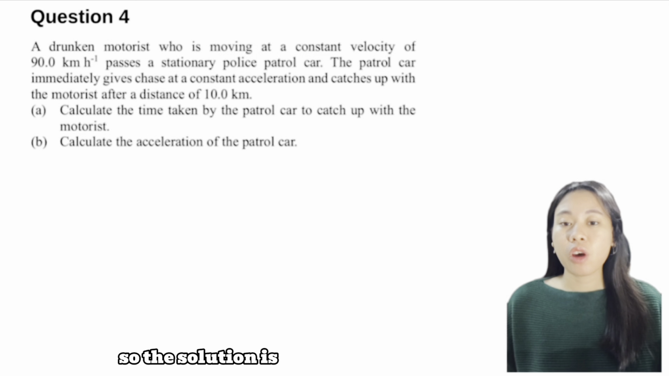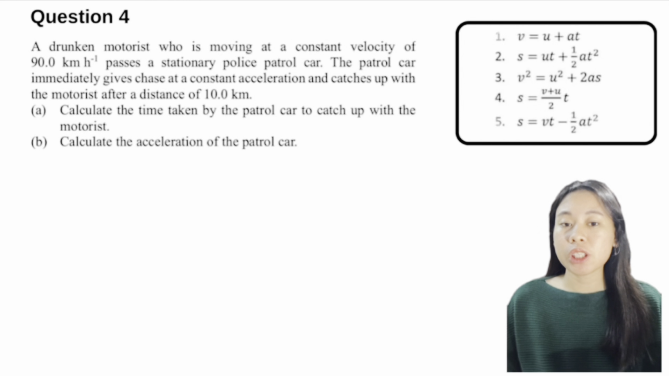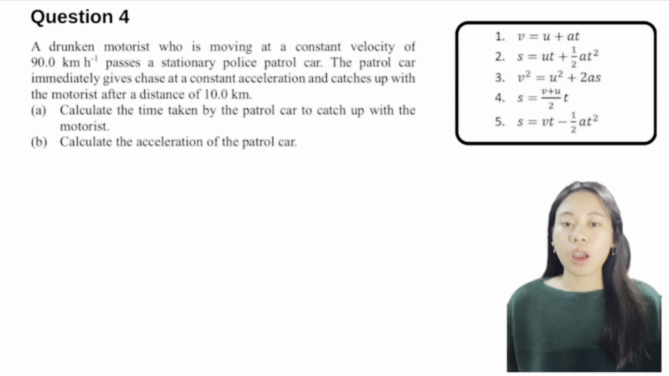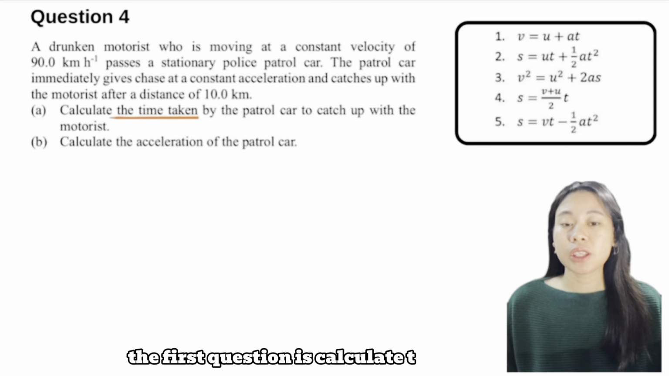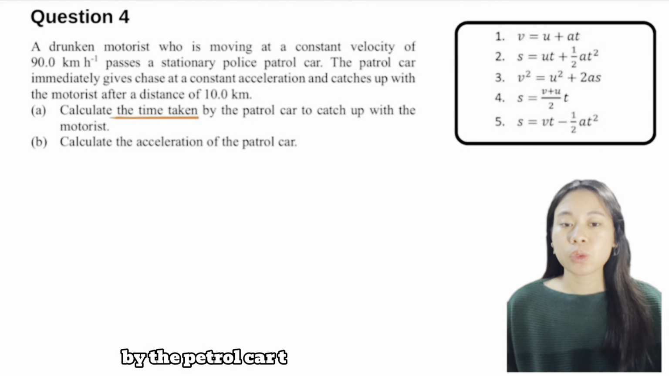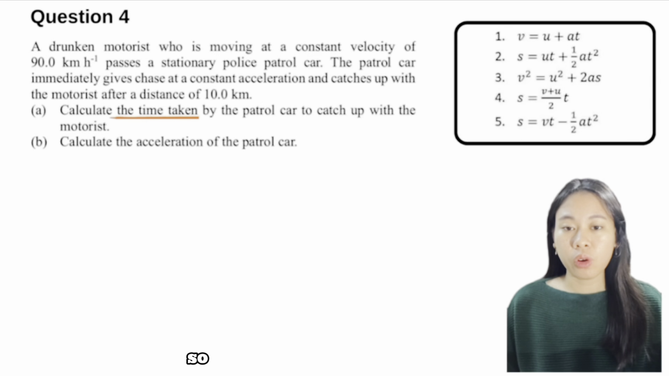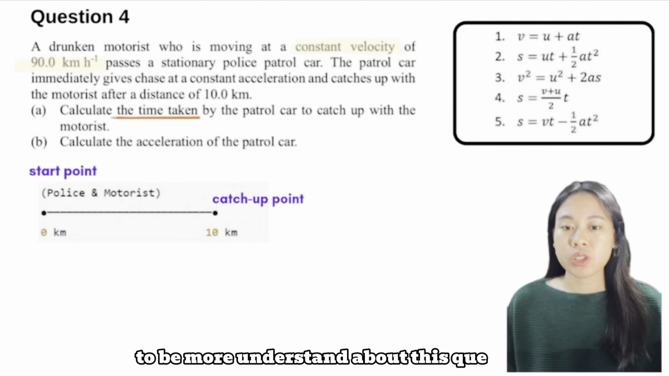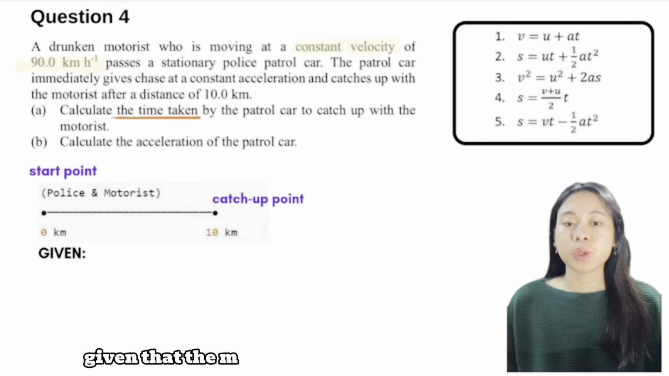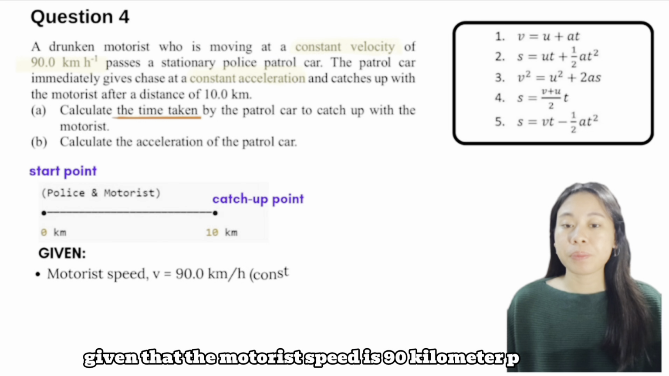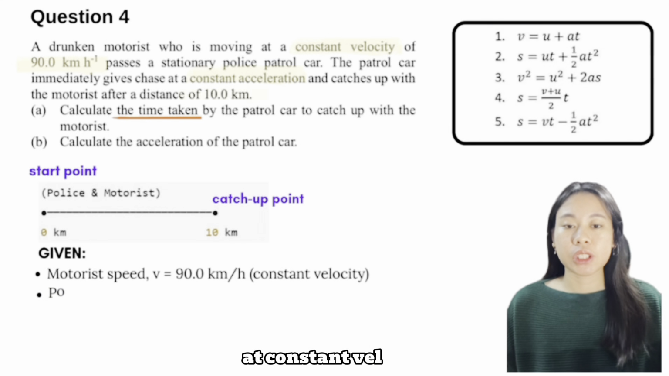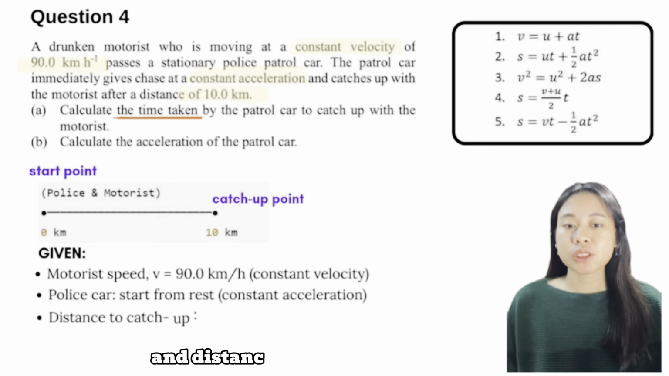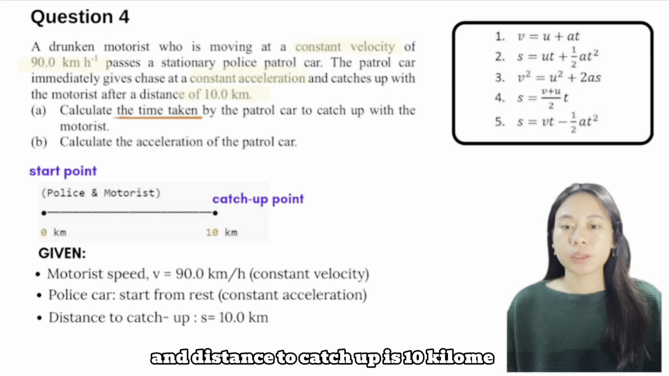So, the solution is, first, we need to list down the SUVAT equations so that it will be easy for us to solve this question. The first question is, calculate the time taken by the patrol car to catch up with the motorist. So, we need to draw the diagram to understand this question better. Given that the motorist's speed is 90 km per hour at constant velocity, the police car starts from rest, and the distance to catch up is 10 km.